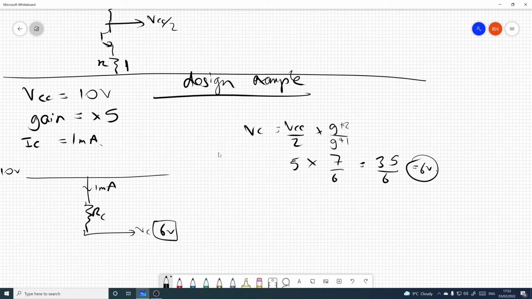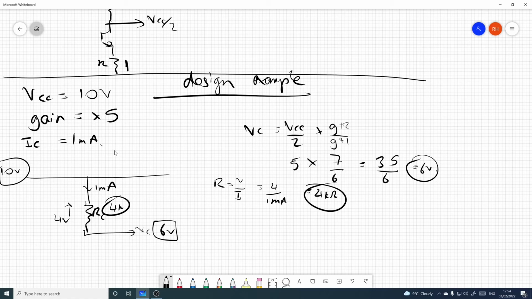That means that provided we've managed to bias things correctly, there will be 4 volts across here. That's the difference between the 10 volts and the 6 volts we want. So if we know we've got 4 volts across our resistor and 1 milliamp through the resistor, we've got R equals V over I, Ohm's law, and therefore RC in this case is going to be equal to that 4 volts divided by the 1 milliamp we've chosen, which is equal to 4 kilo ohms. Great. 4K. We're getting somewhere.